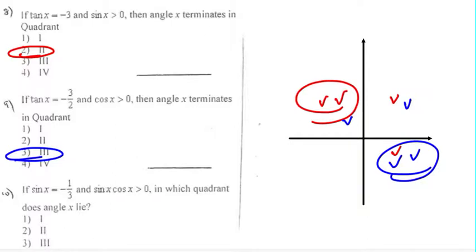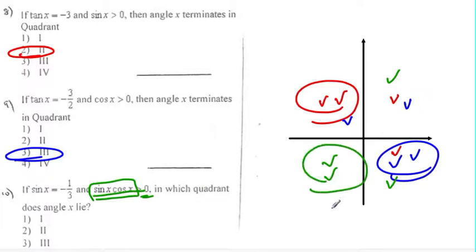Now, for the last one, we're going to be using the green. Sine is negative. That means we're looking at the third and fourth quadrants. But cosine times sine has to be positive. That means they have to have the same sign. Of course, it's going to be the first and third quadrants, because in the first and third, cosine and sine will have the same signs. So therefore, our answer becomes the third one right over here, which is choice number 3.